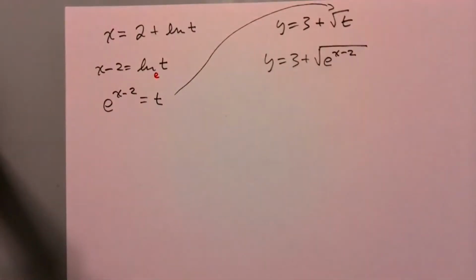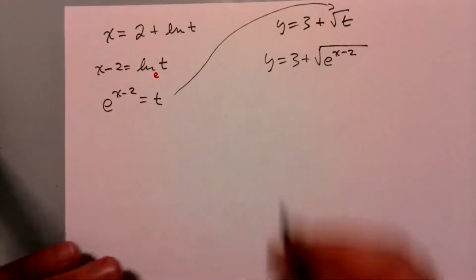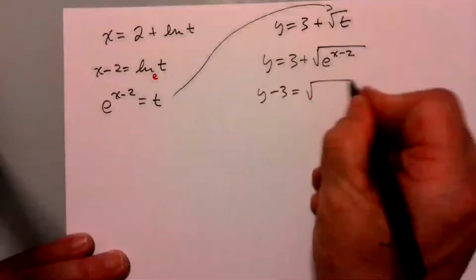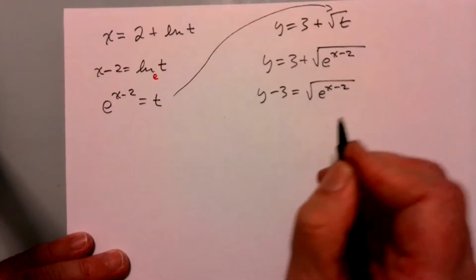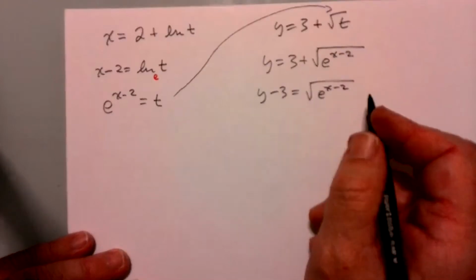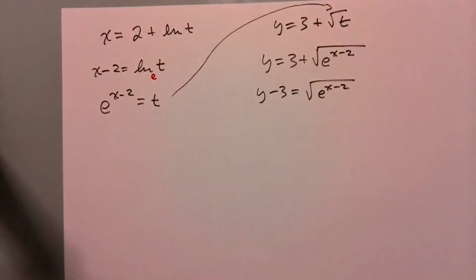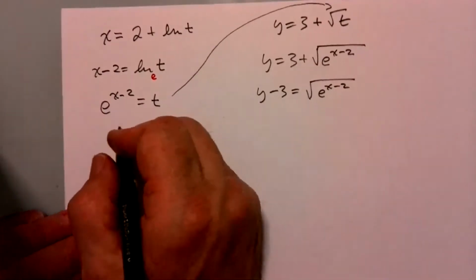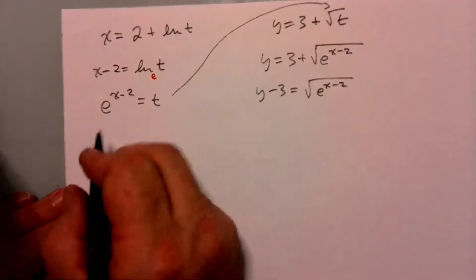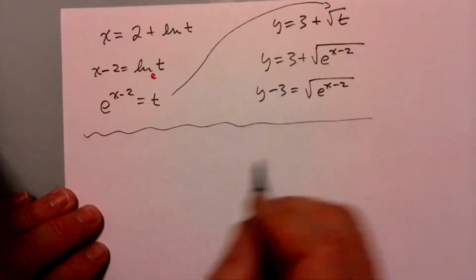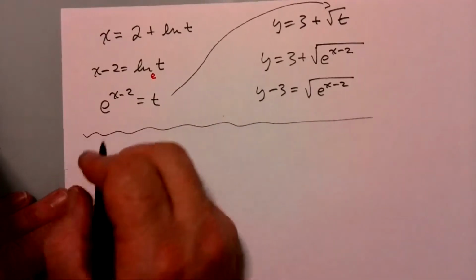That's not bad. You certainly could do it. I could leave this as the answer. I could say y minus 3 is e to the x minus 2, and square both sides, but you have to be careful. If you square both sides, you could be adding more stuff. So I think I'll leave my answer in that form. And then the last question we'll do today is we will find the slope of the tangent at t equals 1.